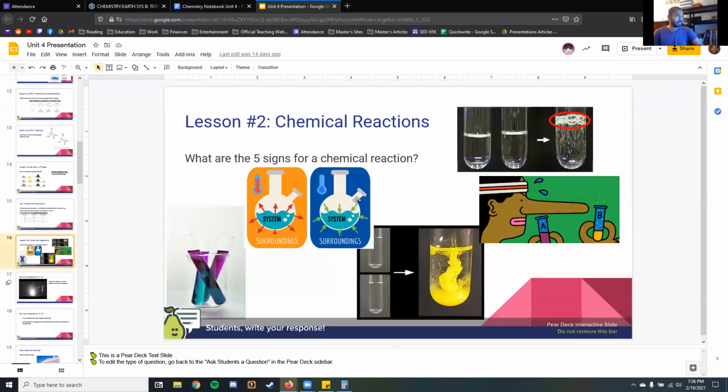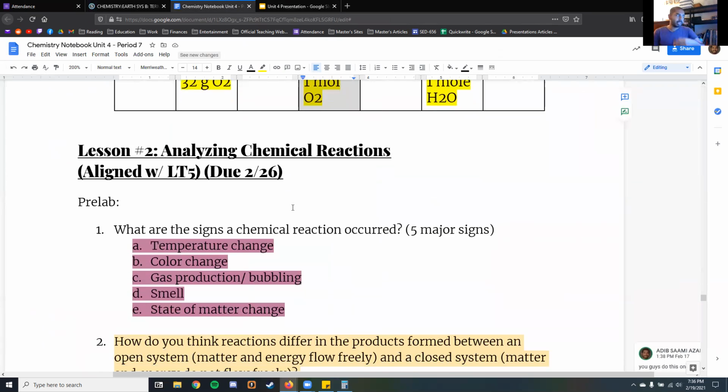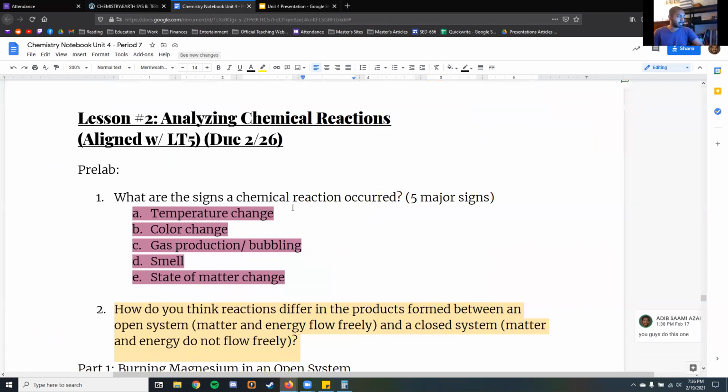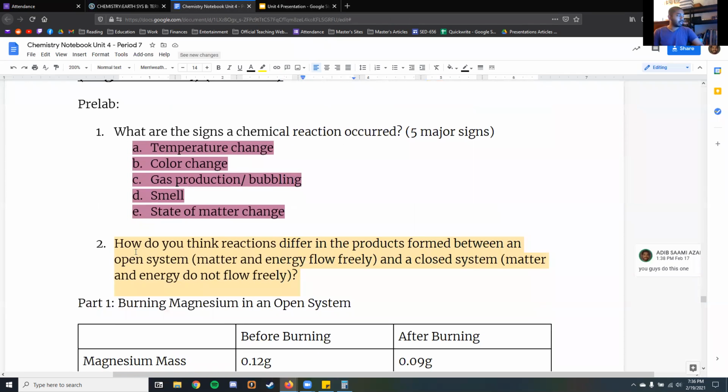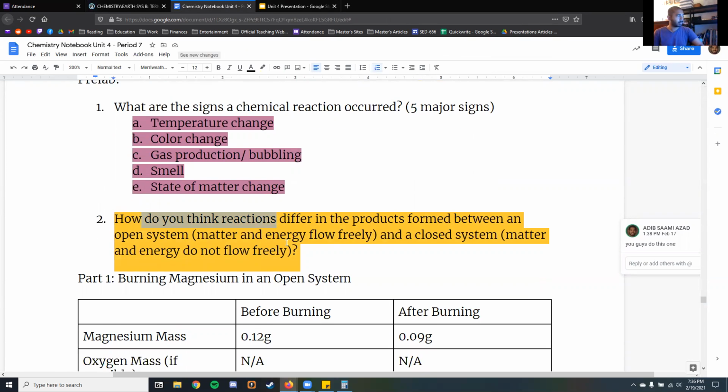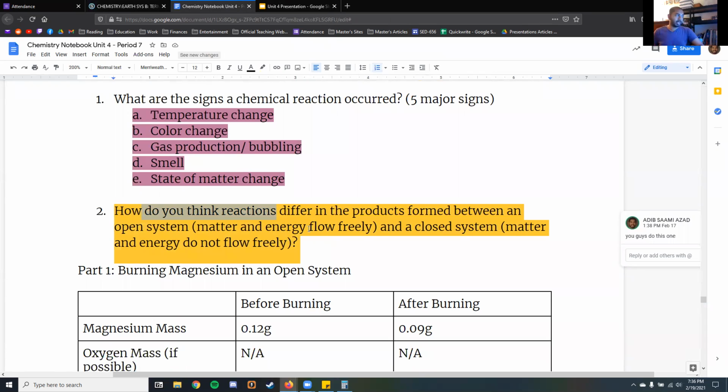We have the 5 major signs: temperature change, color change, bubbling, smell, state of matter change. Those are 5 major signs. It's up to you to explain how you think reactions are different in the products formed between a closed and open system.